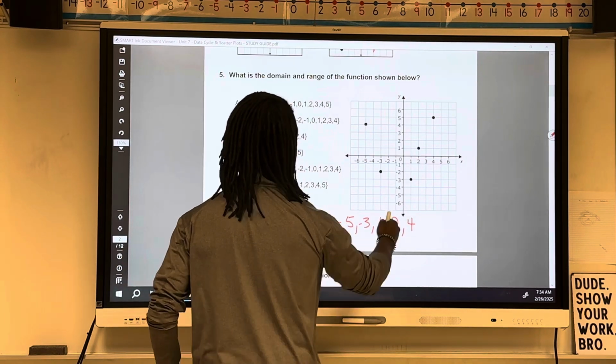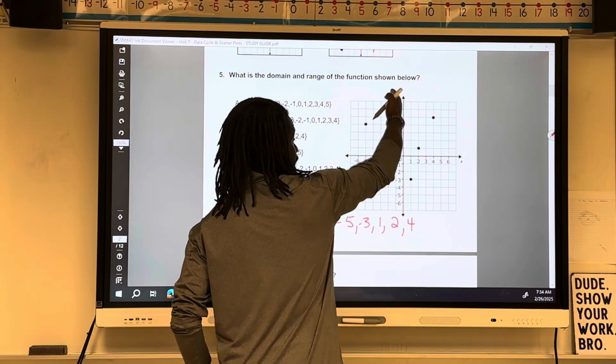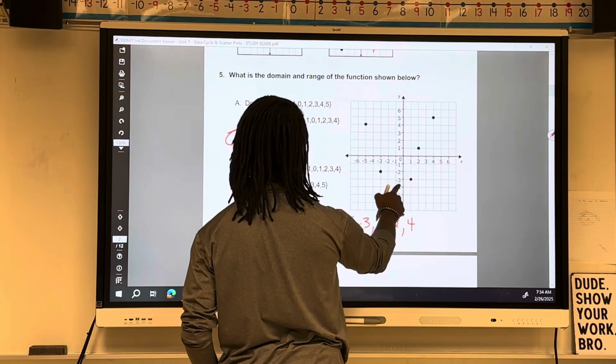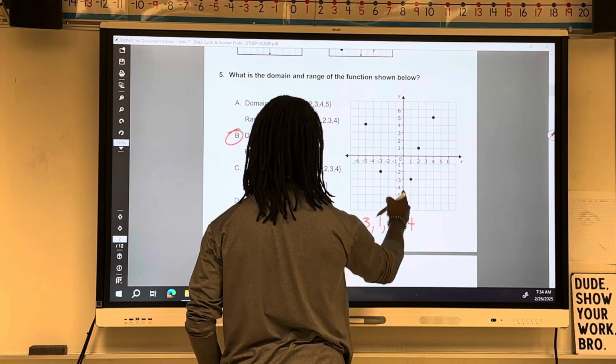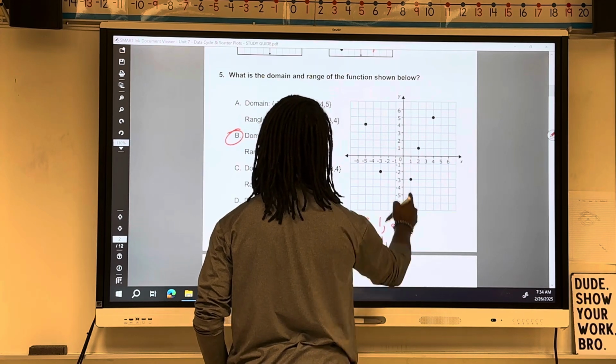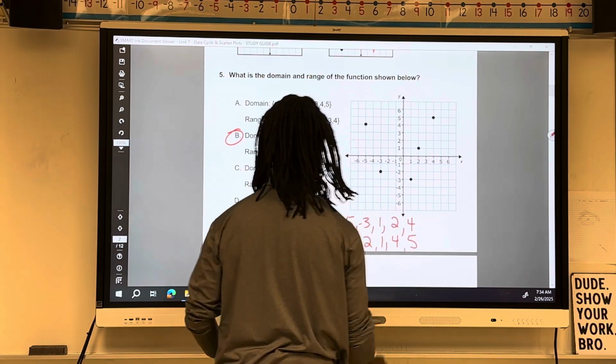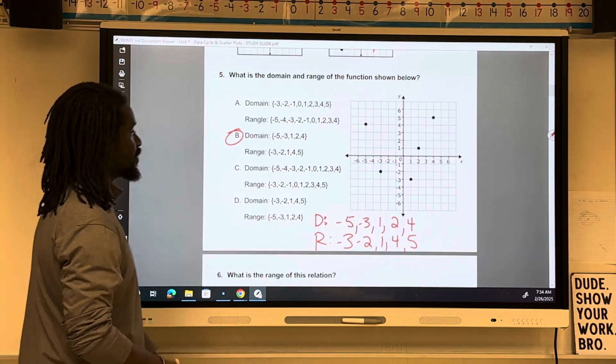Now I'm looking at the range, the y-axis. I'm going to start from the bottom. I've got -3, then -2, then going up, 1, then 4, and then 5. So my answer is B.